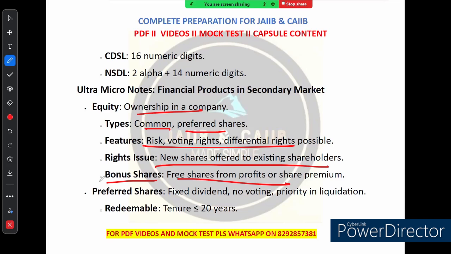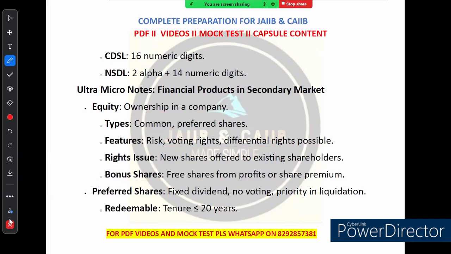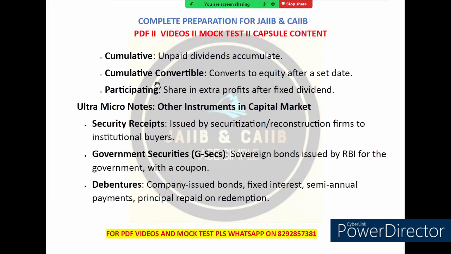Now let's talk about the preference share. Preference shares have fixed dividend, no voting, priority in liquidation. Redeemable shares have tenure of less than 20 years. And the second is cumulative share, where unpaid dividend accumulates. Cumulative convertible shares can be converted to equity after a set date, and participating shares share in extra profit after the fixed dividend.